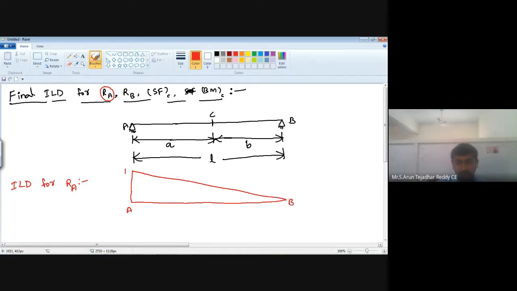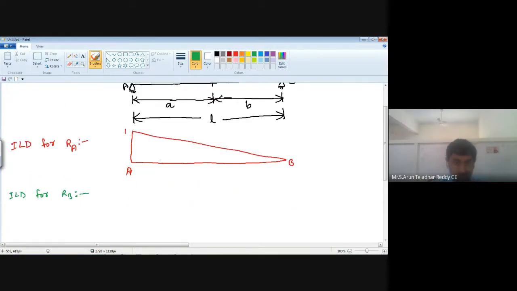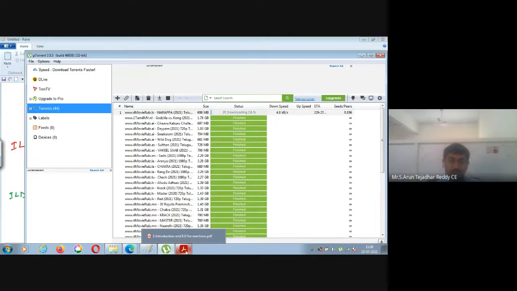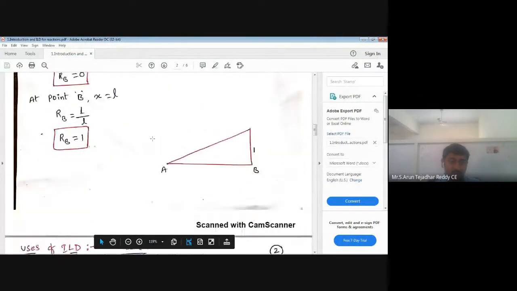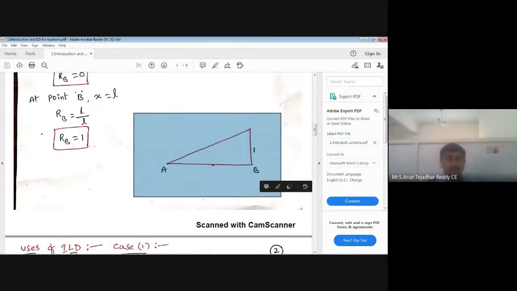Okay. This is ILD for RA. Next one is ILD for RB. So this is ILD for RB. What about the diagram? This is our diagram. ILD for RB means at point B we have a maximum ordinate, that is 1.